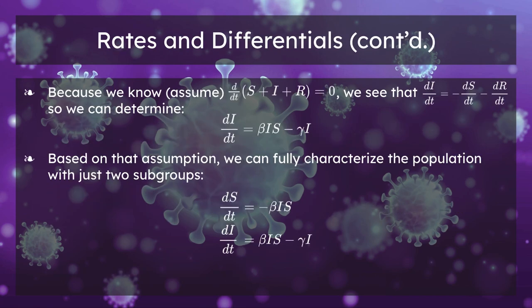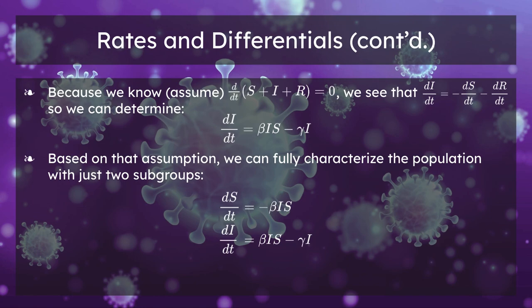Because we make the assumption that the population is always constant, so d/dt of S plus I plus R is 0, we see that the rate of change of the infected population is equal to negative the rate of change of the susceptible population minus the rate of change of the recovered population. So we determine that dI/dt is beta I S minus gamma I. So really what we're seeing here is the rate of people leaving the susceptible population and joining the infected population minus the rate of people leaving the infected population and joining the recovered population.